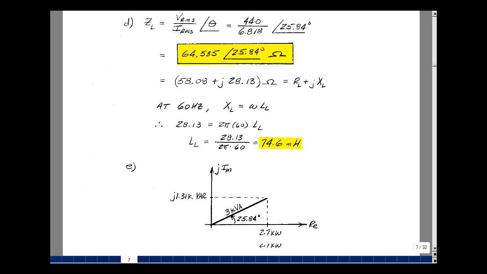So we can draw the power triangle. I had a length of 3 kilovolt amperes, and I had an angle of 25.84. So I can draw that with a protractor. The projection here would be 2.7 kilowatts. We'd solve for that. That was our P, and then our value of Q was 1.31 kilovars, and then put a j there for the imaginary part. This is an example of using our formulas for complex power.